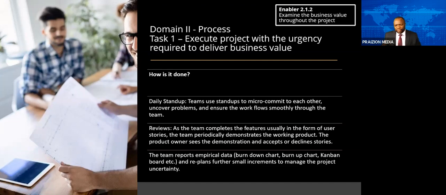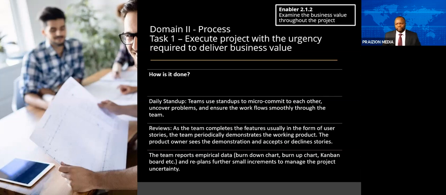And the third question asked in a daily stand-up is, are there any impediments that are blocking your way? Tell us, so that someone in the room after the meeting can help you remove those obstacles, those impediments. So we use daily stand-ups to micro-commit, to uncover problems and make sure the work flows smoothly. Another opportunity is during what we call reviews. In the world of Scrum, we call these sprint reviews.